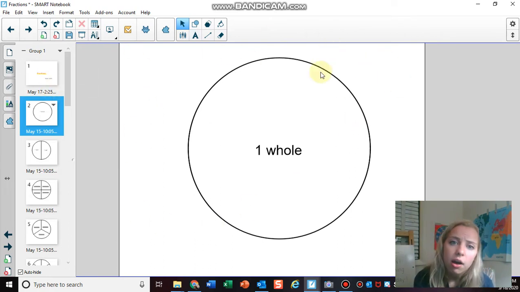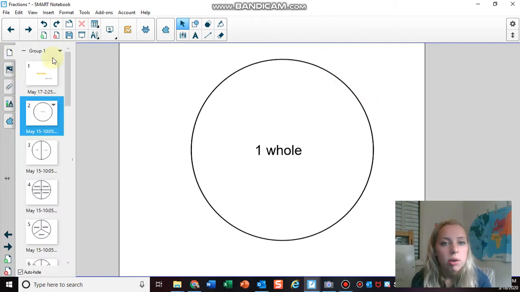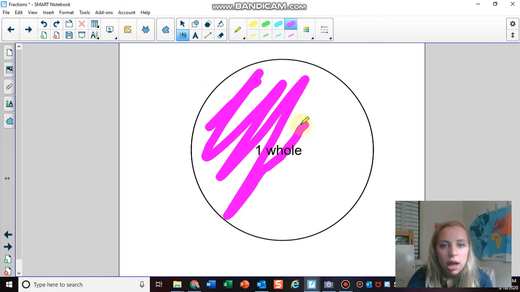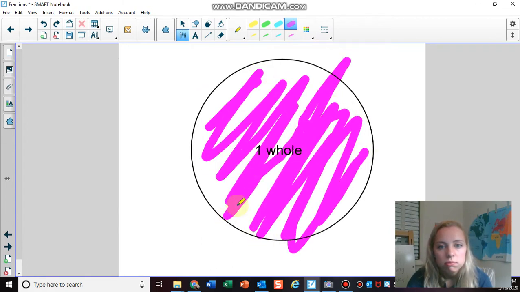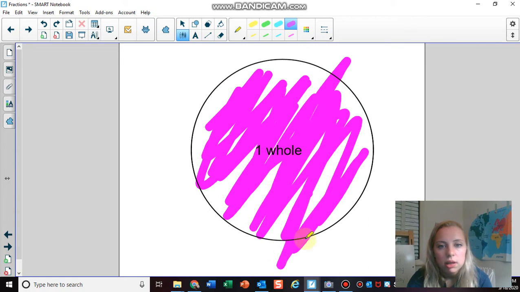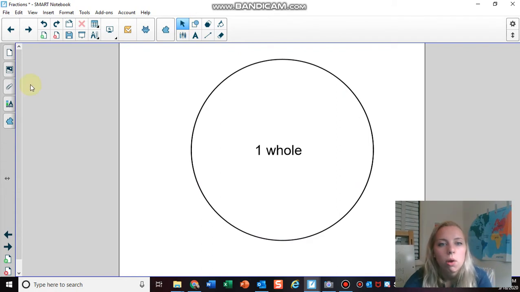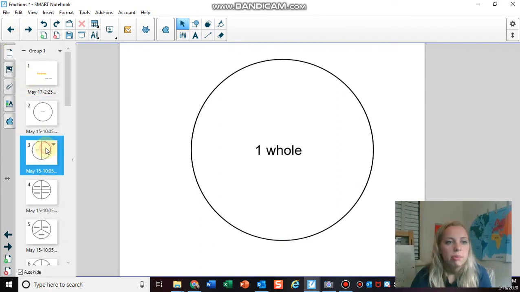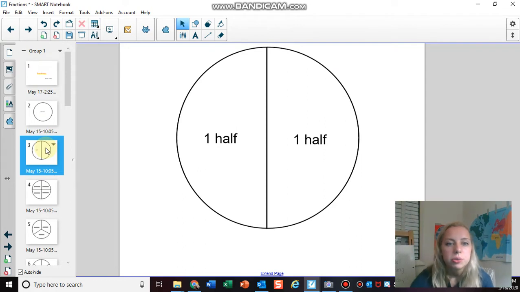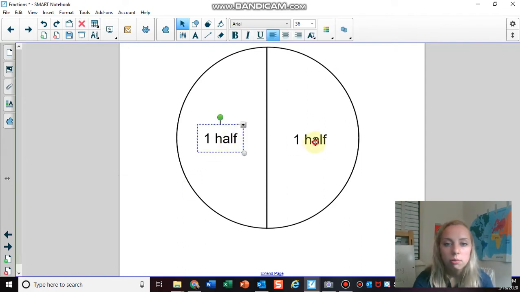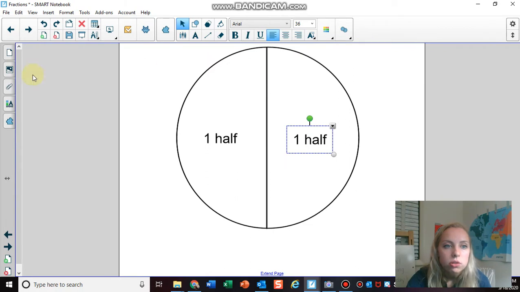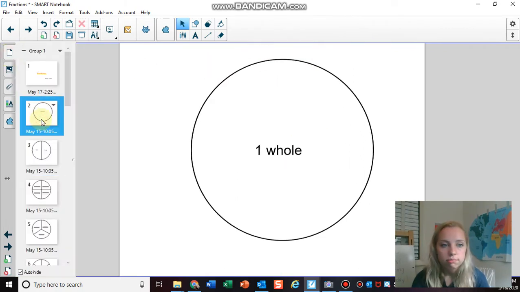You can make a whole out of any shape, but we are going to use a circle to make our example. This is 1 whole. If I were to shade in the shape with a highlighter, I would use it to color in the whole thing, and that means we have 1 whole. Okay? Now if I cut my shape into 2 equal parts, I have 2 halves. 1/2 here and 1/2 here. 2 halves equals 1 whole.